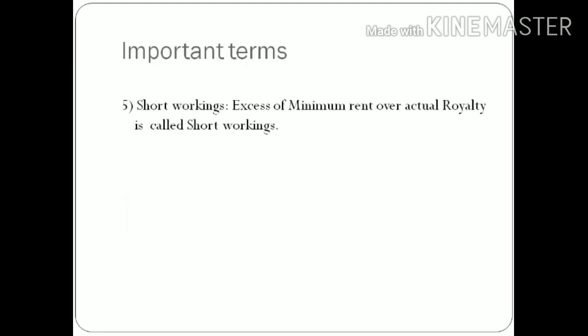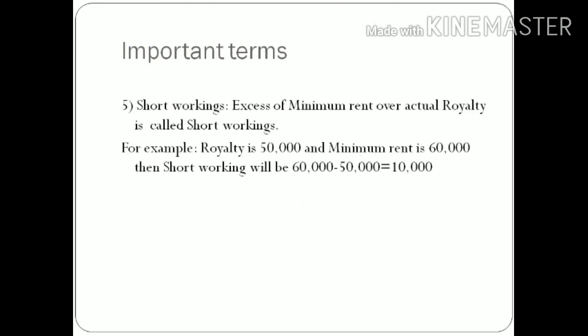Okay, next concept we have is short workings. Here, short workings means excess of minimum rent over actual royalty. By using the rights, if the actual royalty generated is less than the minimum rent which has to be paid, short workings will arise. Short workings is an expense for the lessee because he will pay more. Let us understand this concept by an example. Here you can see actual royalty is rupees 50,000 and minimum rent is rupees 60,000. The actual amount generated by using the rights is 50,000. Minimum rent to be paid is 60,000. Then short workings will arise, that is 60,000 minus 50,000, so 10,000 will be the short workings. The 10,000 is an expense for the lessee because he is paying more.